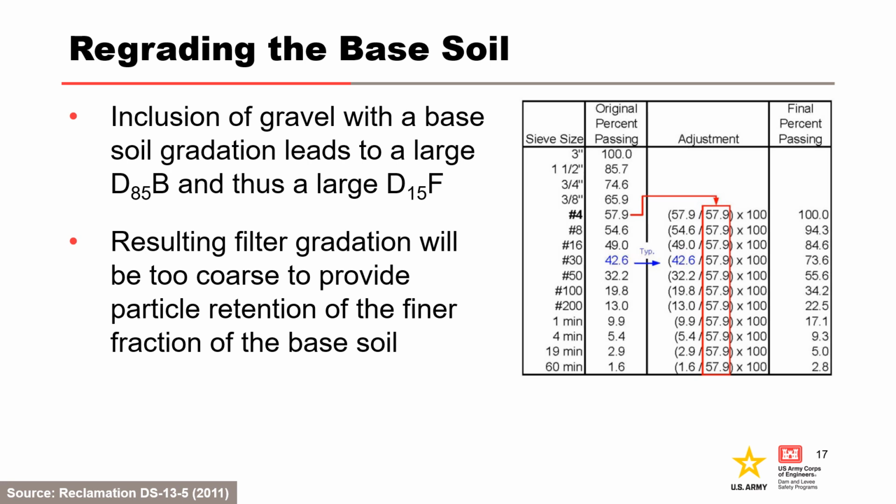Regrading is performed on the number 4 sieve so that the maximum particle size of the regraded base soil is 4.75 millimeters. During the regrading process, a correction factor is calculated by dividing 100 by the percentage passing the number 4 sieve. The correction factor is multiplied by the percentage passing of each sieve size of the base soil smaller than the number 4 sieve, with the new values of percent passing being the regraded base soil.